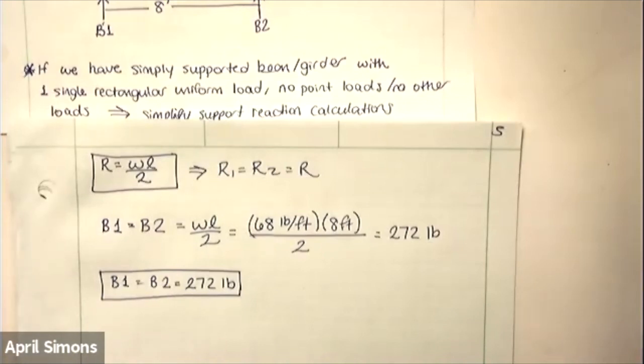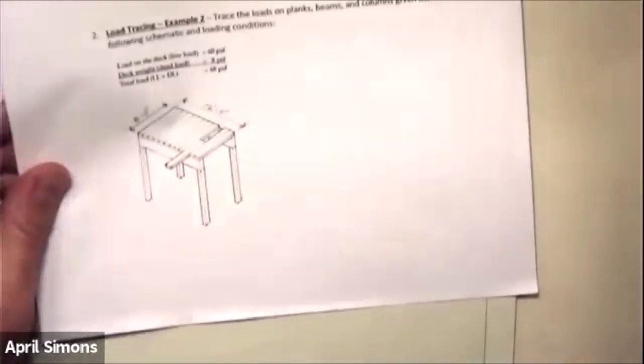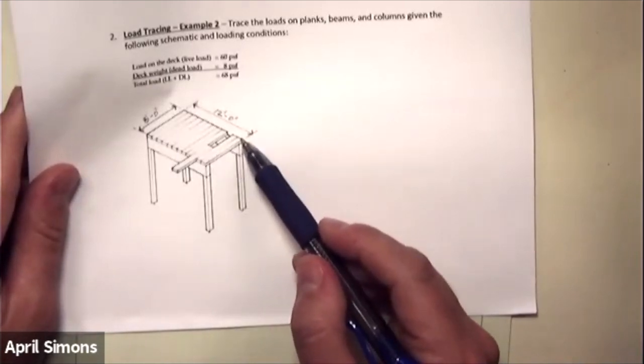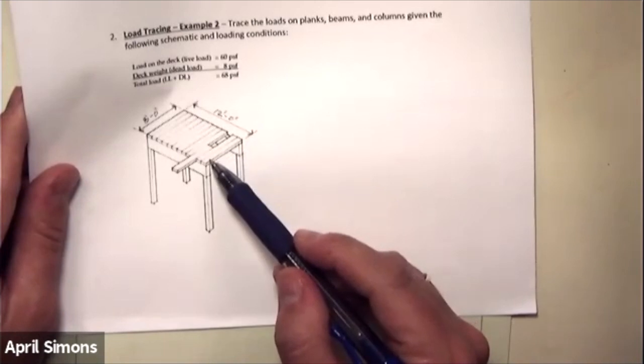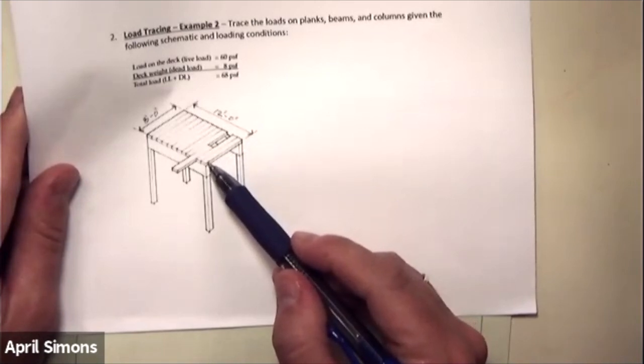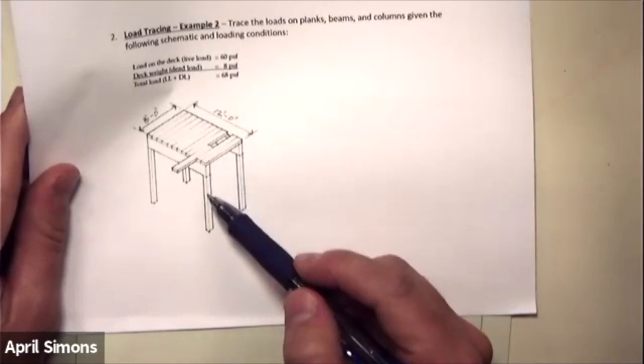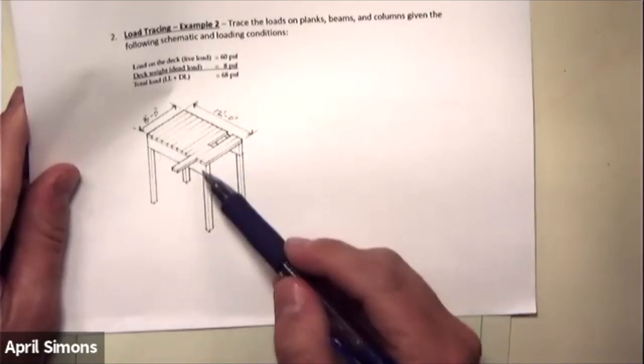All right, let's look now at the planks. We looked at the plank to beam. Let's look now at the beam to column. So we found the uniform load along each plank. We took that and calculated the load at the reaction between each plank and each of these beams. Now we want to look at the beam to column.